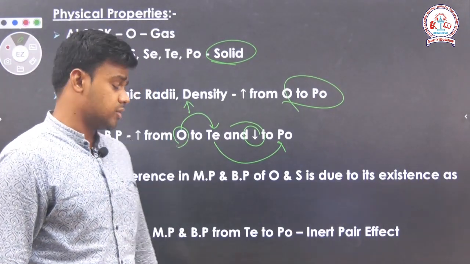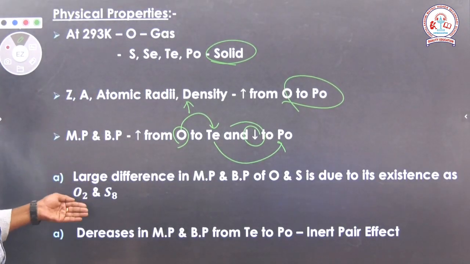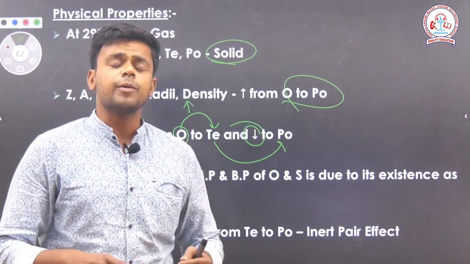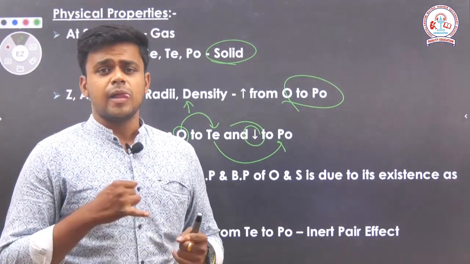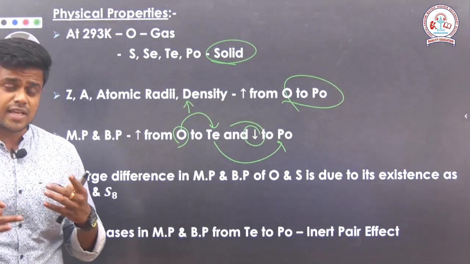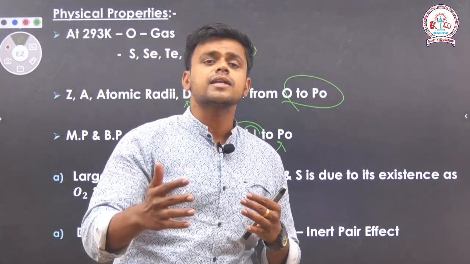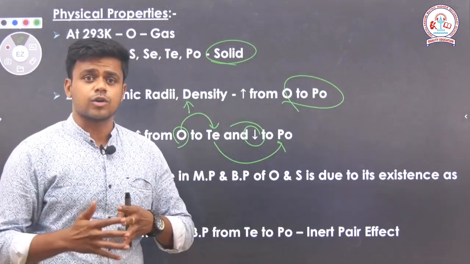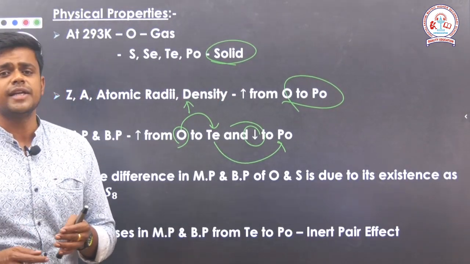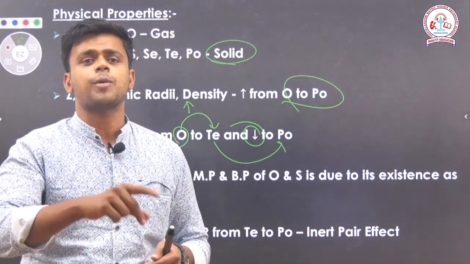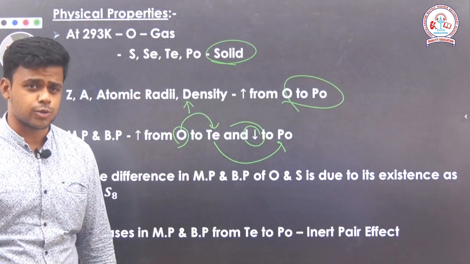To be discussed with the next point, as I mentioned, the melting point of oxygen is around 54 Kelvin, but the melting point of sulfur is around 350 to 400 Kelvin. There is a drastic increase in the melting point when you move down a group. The drastic increase in melting point is because of the existence of oxygen as a diatomic and sulfur as a polyatomic, I would say octatomic also.